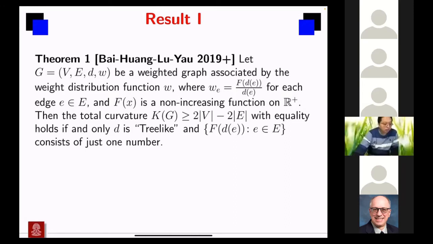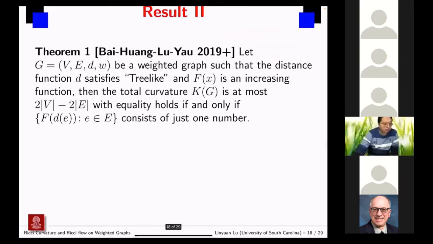We also get the case where f is a non-decreasing function, and then you can turn the inequality around. But this time we need an essential condition: if it's tree-like, then we can turn the inequality around. As long as f is non-decreasing, the curvature is at most two times the number of vertices minus the number of edges. Equality holds if and only if, once again, it is a simple graph, or the weights are the same on the graph, but the distance need not be the same. This is more general, because obviously this is a simple graph, but now as long as each edge is given equal weight in the random walk, that gives the total curvature reaching the minimum.